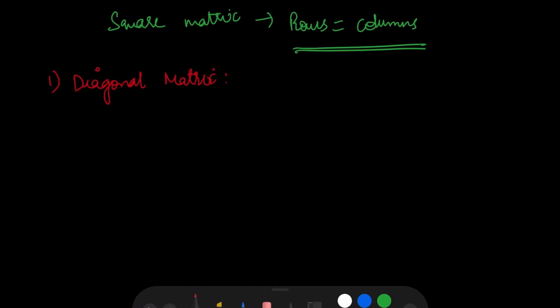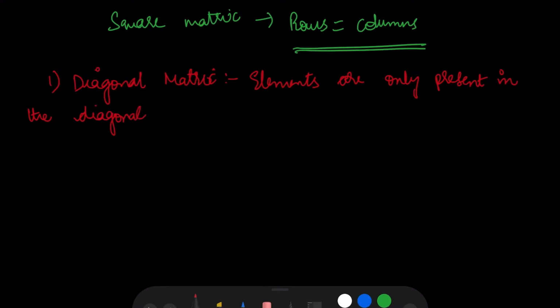So basically the diagonal matrix is a matrix where the elements are only present in the diagonal of the matrix, right? I mean the rest of the elements other than the diagonal elements are completely zero. Elements are only present in the diagonal. The rest elements are zero.